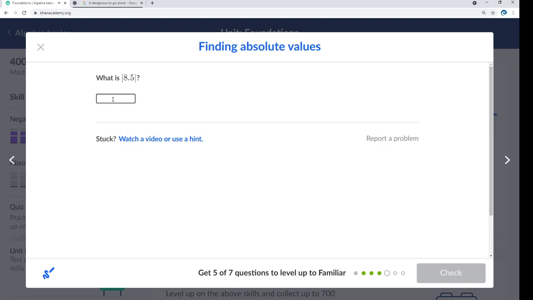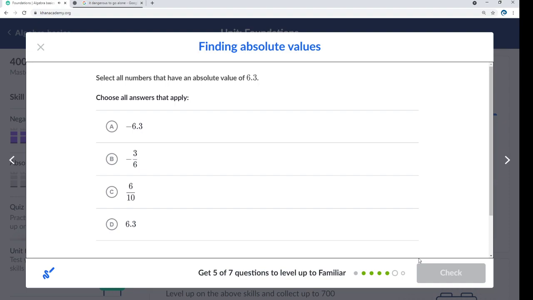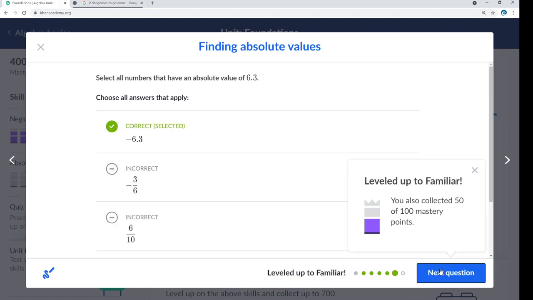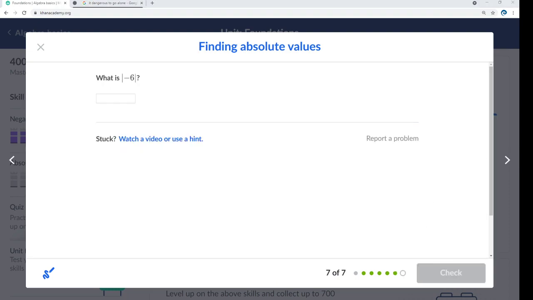And then what is the absolute value of 8.5? It's going to be 8.5. Easy peasy. All right, so now we're going to select all the numbers that have an absolute value of 6.3, which is obviously going to be negative 6.3 and 6.3. Look at them throwing all those fractions in there to try to really get me. That's going to be 6. Absolute value of negative 6 is 6.